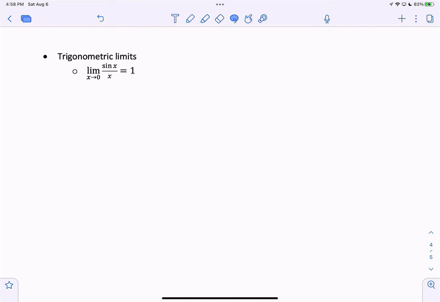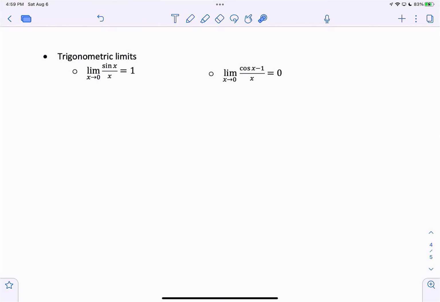Calculus deals with limits, and at this point we're going to see a couple of limits that involve trigonometric functions. The limit as x approaches 0 of the sine of x over x is equal to 1. This isn't automatically obvious because if I substitute 0 in place of x in the numerator and denominator, I get 0 over 0.